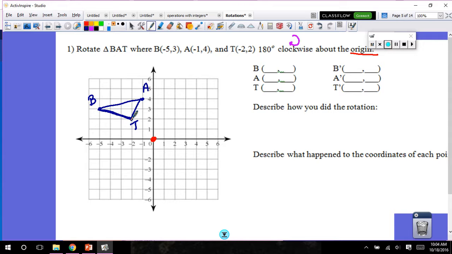Okay, so we will find some rules here that you can use. There's a couple different ways you can do this, so if you go looking for videos to help you, there's different ways. So this is not the only way. Let's go ahead and get these in here. So I have -5, 3, -1, 4, and I'm just pulling it from my original problem. -2, 2.